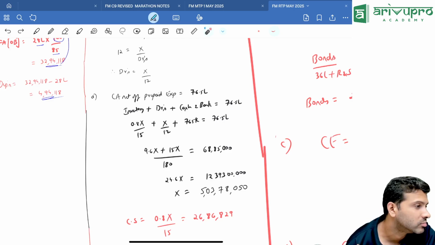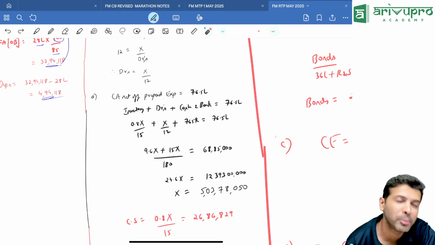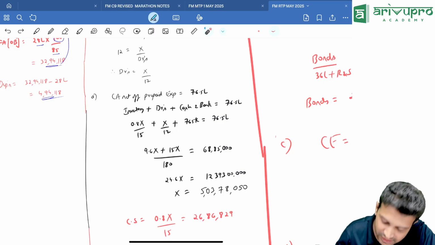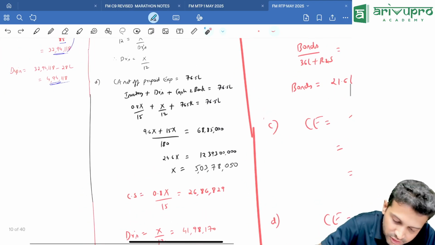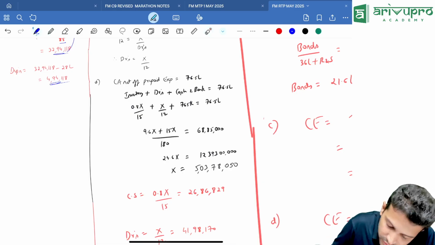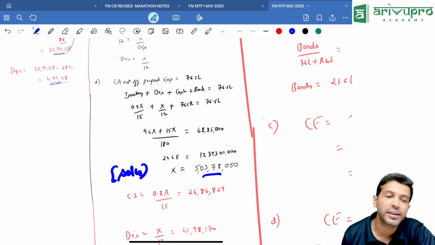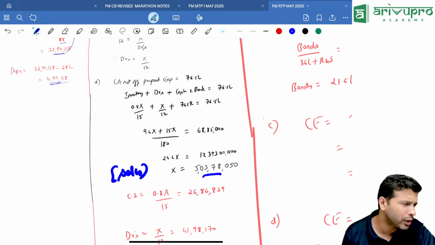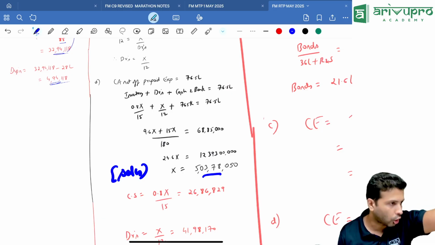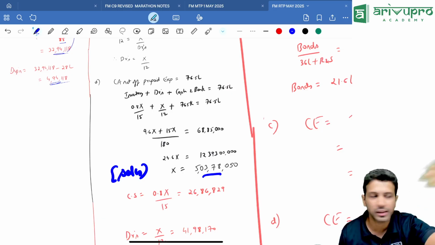What is x? Not your x. Here in this problem, what is x? X is nothing but your sales. So in this problem, sales is 5 crore 3 lakh 78,050. Now the moment you know sales, GP, COGS, debtors, closing stock, everything you can find out.